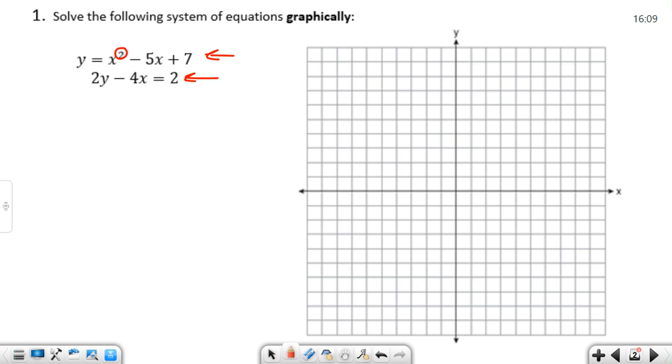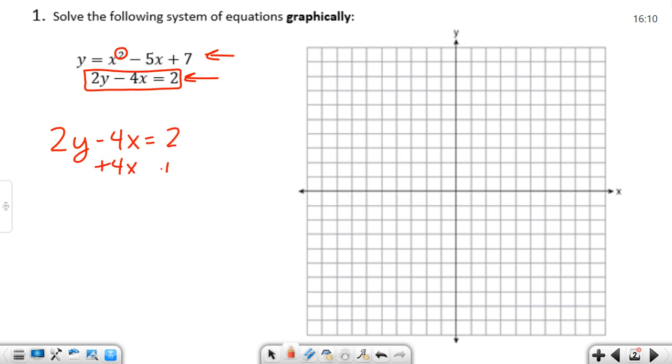We're going to solve this graphically just like we would solve any linear system. We're going to make sure that both equations are equal to y, graph them together on the same plane, and look for the points of intersection. The quadratic is already set equal to y, so we're going to focus our attention on this linear equation and solve for y.